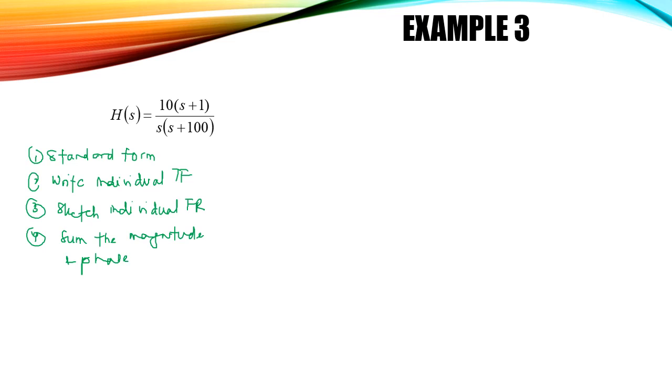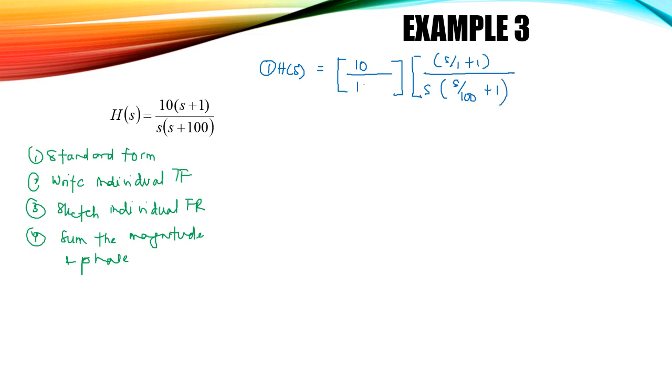So I will just briefly discuss the standard form. H(s), this is the first step, equal to, break them into the constant and then the components. Make sure that all s terms are added by 1. Here the first one is s divided by 1 plus 1, and then at the bottom you have a single s, so you have poles at origin. And then you have s divided by 100 plus 1. And don't forget to take out the 100.